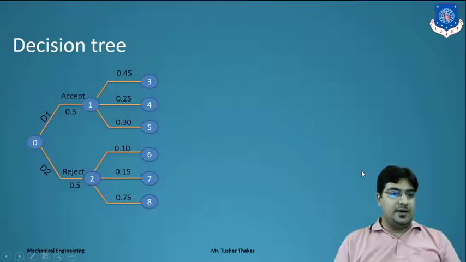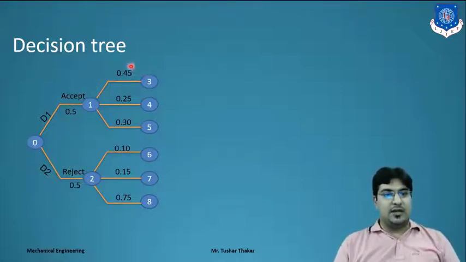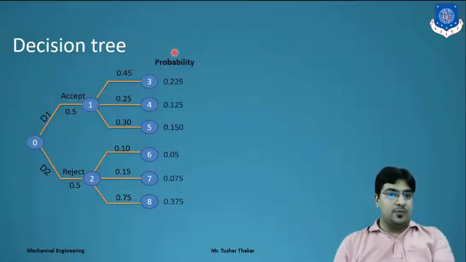We can see here the nodes, and this is D1, means if you accept the order, and this is D2, if you reject the order, and these are the probabilities of those outcomes. So first we have to start this, and we have to draw this type of node diagram, and 0.45, 0.25, 0.30, that is the D1 probability, and that is the D2 probability. Now we calculate. We have to put here the probability.